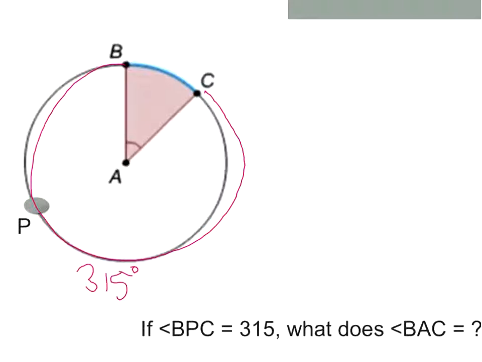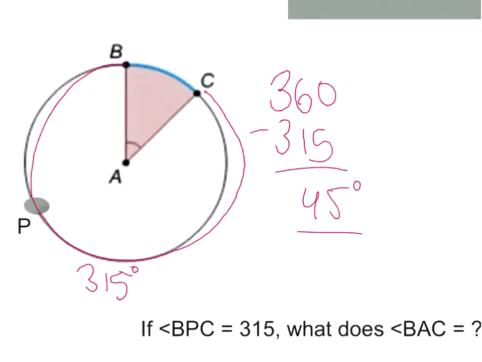Awesome. I have 4 perfect answers in the comment area so far. 6 perfect answers. So how did we solve? 360 minus 315 gave us 45. The math is not hard this chapter. Hopefully we're feeling that way. It's really just using the circles.